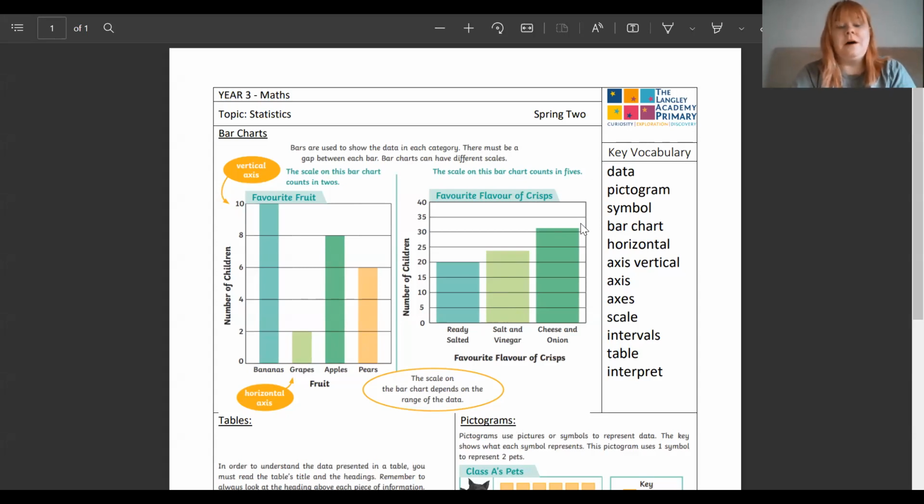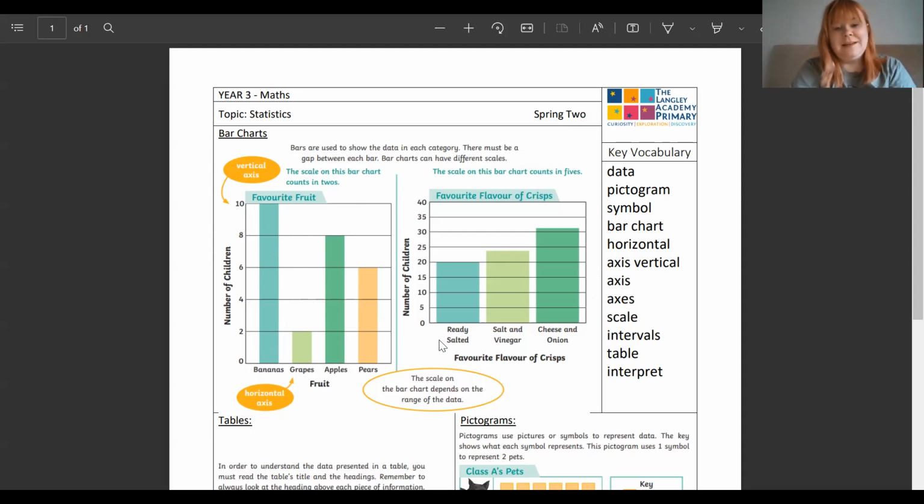Here the bars are used to show the data in each category, and there must be a gap between the bars. So you can see here, we've got a gap, gap, gap, gap. And bar charts can have lots of different scales. The one on the left, where we're looking at the number of children who like fruit, has a scale going up in 2s. So we can see here 0, 2, 4, 6, 8, 10.